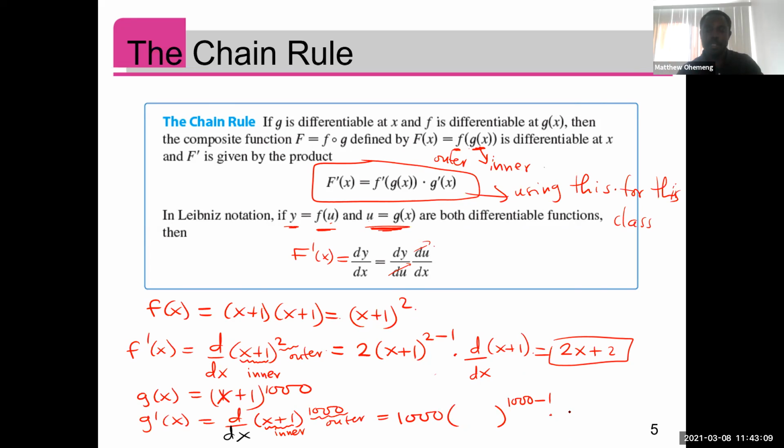And then multiply by what? The derivative of the inner. First, let's plug in the inner here. After doing this, multiply by the derivative of the inner, x plus 1. So what do you get? You get 1000 and then (x plus 1) to the 3 nines, right? 1, 2, 3. And that's it. I'm done. I hope at least this makes sense a little.